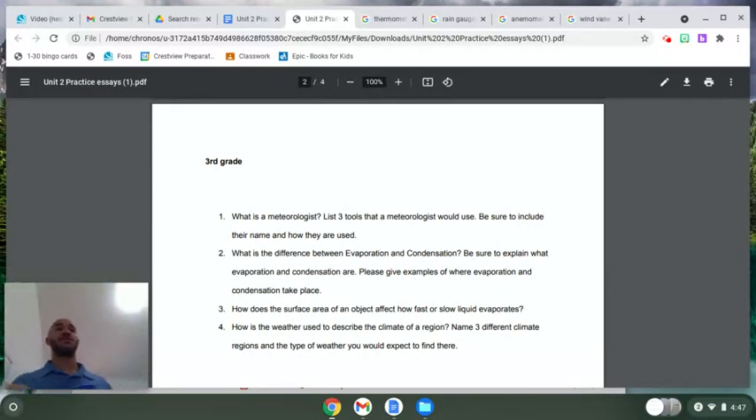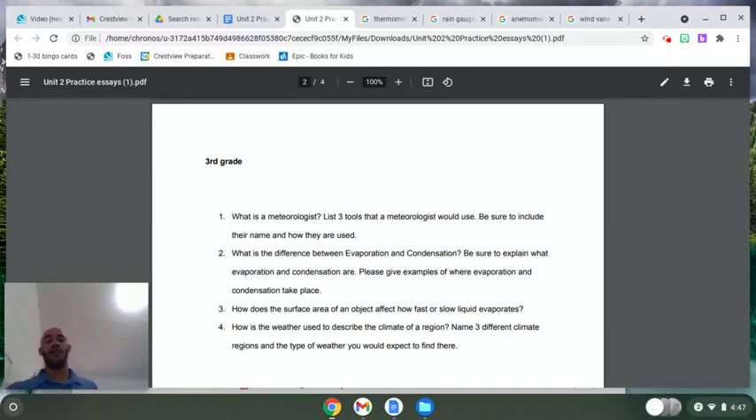So the larger the surface area, the more water is exposed to the air, which means the air will blow and cause it to evaporate. The warmer air will come into contact with more of the water in the larger surface area object, which means that the water will evaporate faster in a container that has a larger surface area.